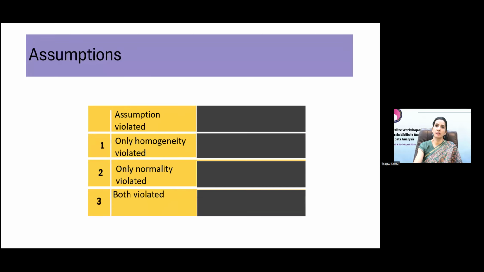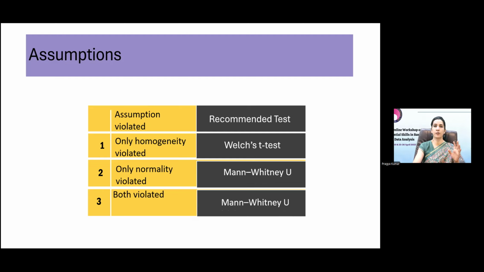So coming to the assumptions, we have seen in the independent sample t-test there's an assumption of homogeneity and an assumption of normality. If only the homogeneity assumption is violated and normality is met, what test will you apply? You will go with the Welch t-test. If only normality is violated and homogeneity is met, then you will go with the Mann-Whitney U-test. But if in any data set both homogeneity and normality are violated, then again your choice of test will be the Mann-Whitney U-test.